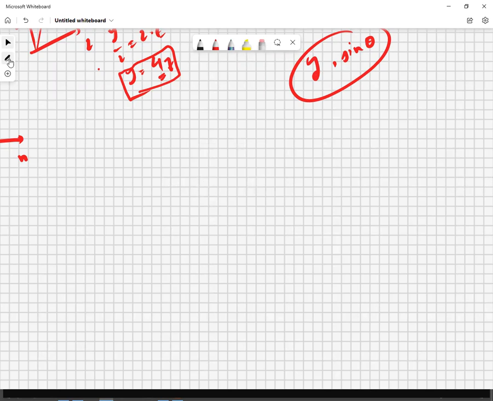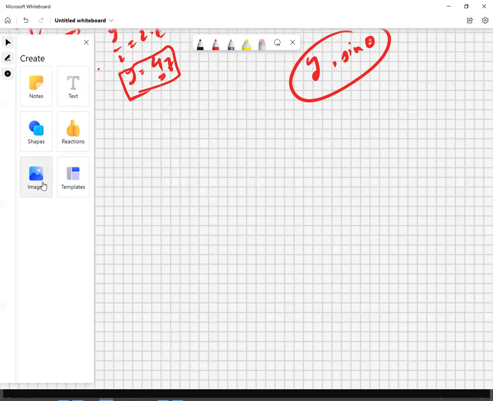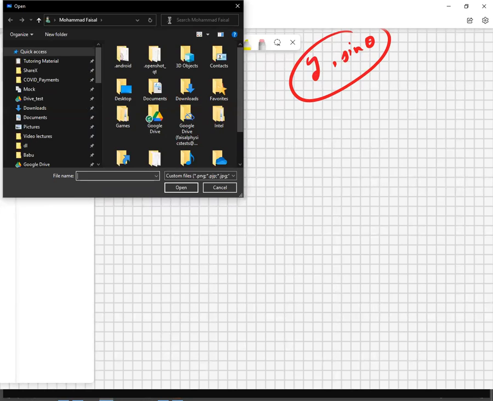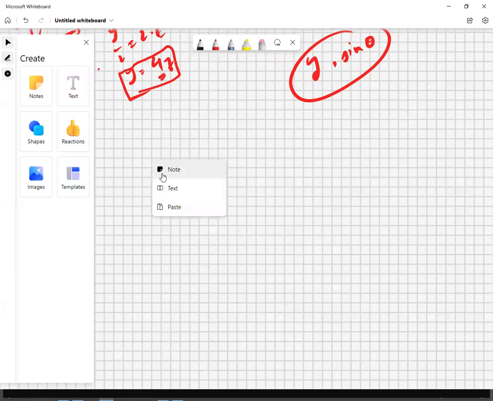Now I cannot paste it here in the original way. Why? Images, I have to bring it up from here.